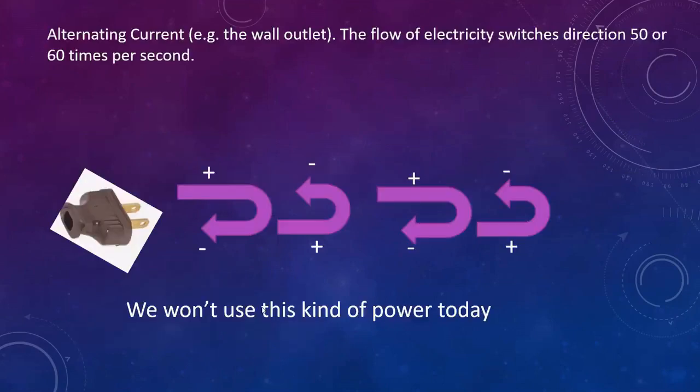And that's different from alternating current, of course, what you get when you plug something into a wall outlet. The positive and negative side of a wall outlet changes every 50 hertz if you're in Europe, and 60 hertz if you're in the US. But in any case, it's constantly shifting which side is the positive side and which side is the negative side. And we're not using that kind of power today.